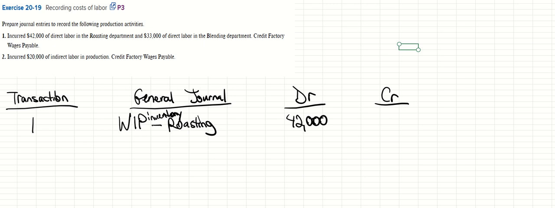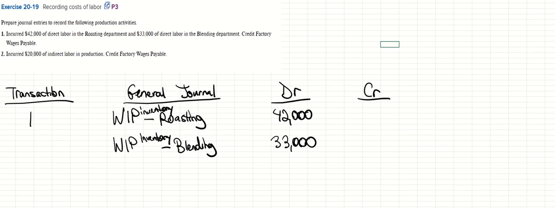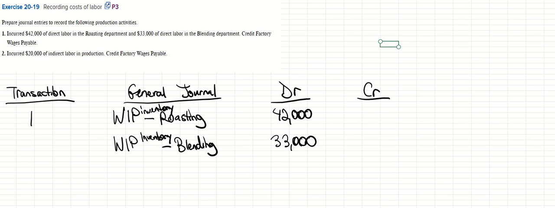The second part of this entry is also going to go to a work in process inventory account, but to another department, and this one is going to be blending. So this is going to be debited by $33,000. So two different departments are working on things.